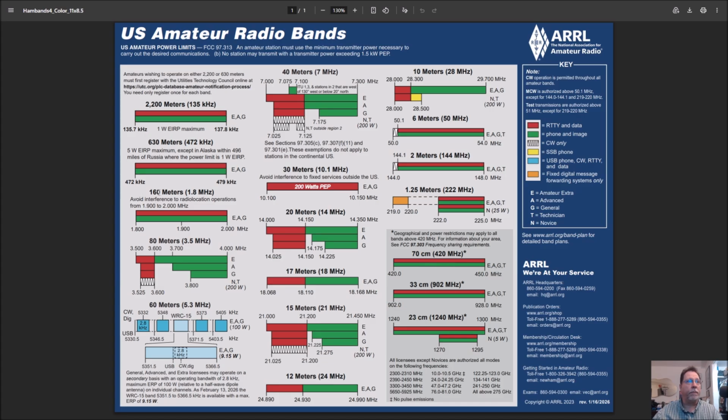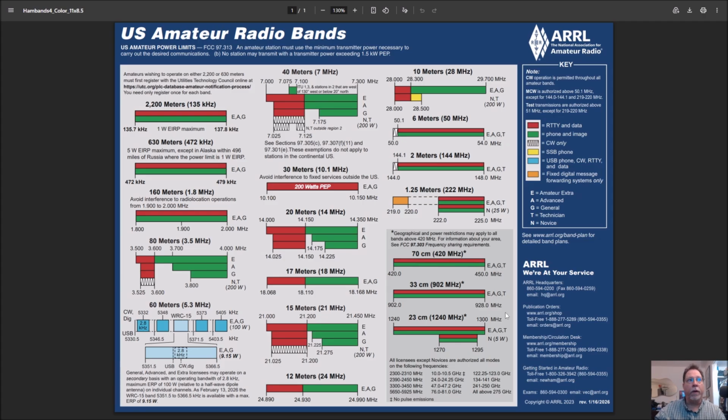Then you go up to 80 meters, which is from 3.5 to 4 megahertz. And then 40 meters goes from 7 to 7.3 megahertz. Then 30 meters, 10.1 to 10.15 megahertz, and so on. 2200 meters, still an experimental range, but it is known as low frequency, or LF. Then you have 630 meters and 160 meters here. These are known as the medium frequency ranges, or MF.